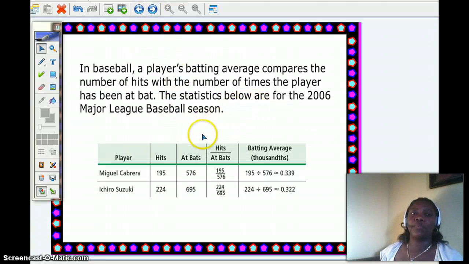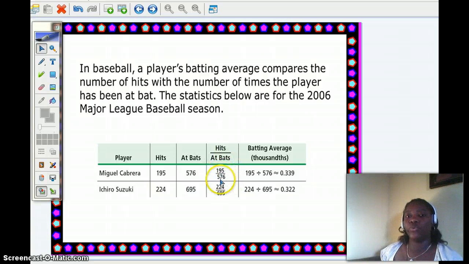Here's a real life example of when we use numbers in different forms in baseball. The statistics below are for the 2006 Major League Baseball season. Here we have Cabrera hit 195 times. However, he was at bat 576 times. So this number can be written as a ratio of hits to the number of times at bat, which will be 195 over 576.